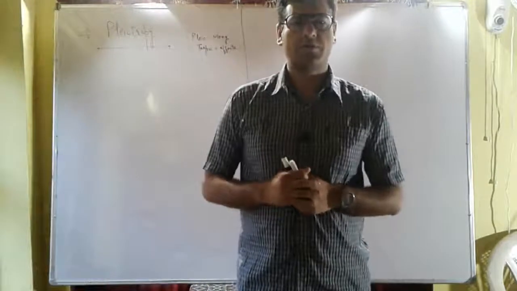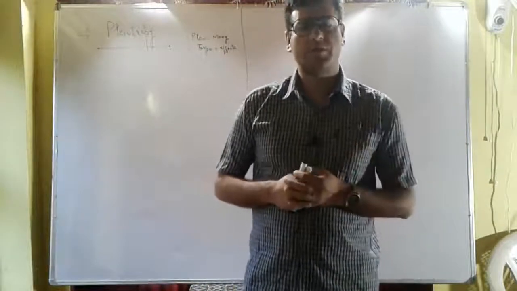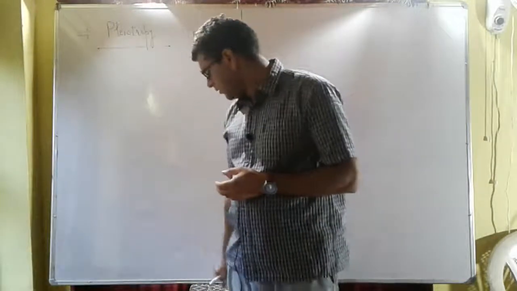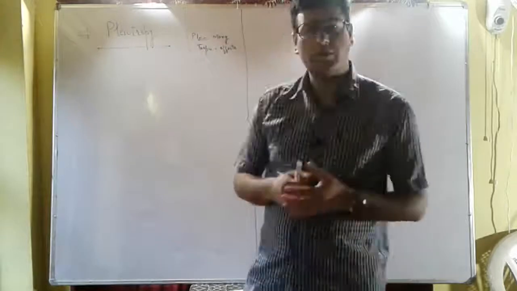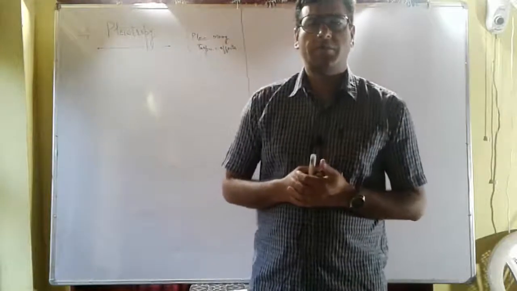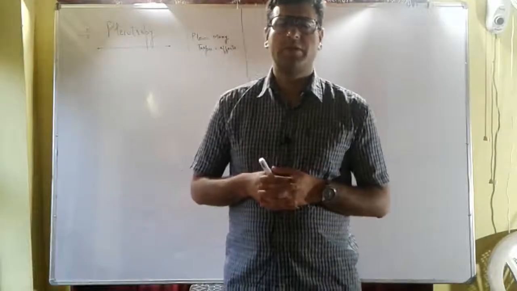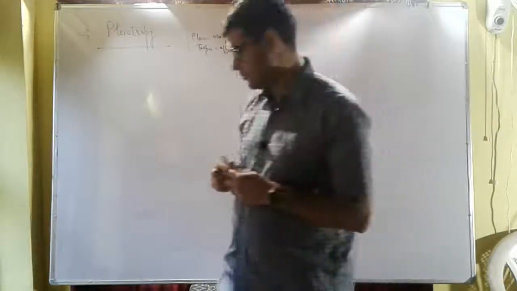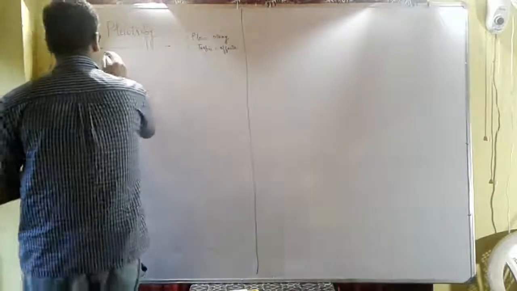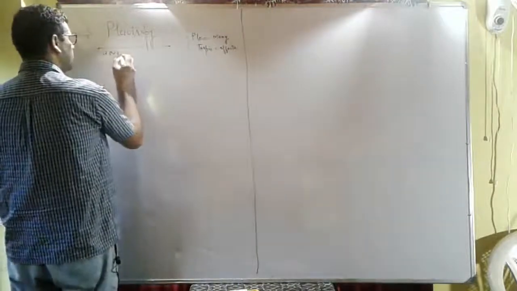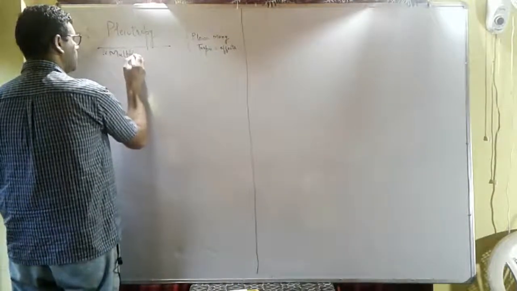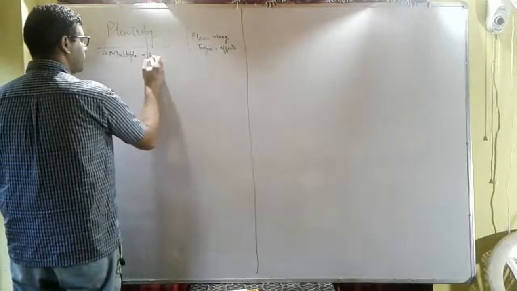Today we'll talk about pleiotropy. What is pleiotropy? Pleio means many and tropic means effect. So we can say that pleiotropy is simply the multiple effects of a gene.